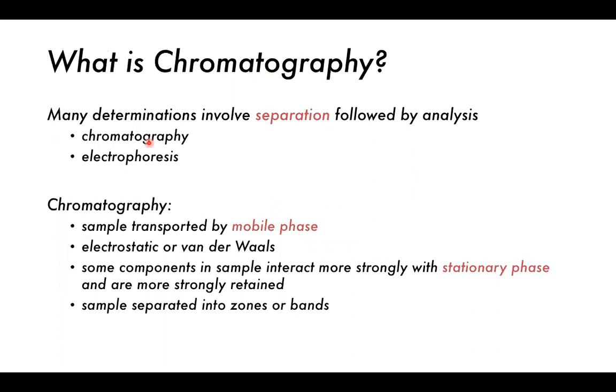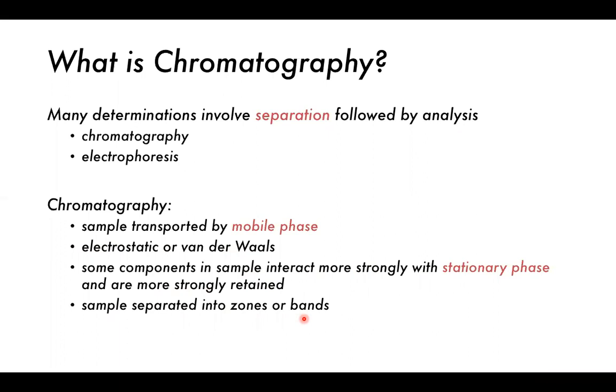So what is chromatography? Many determinations involve separation followed by analysis. So chromatography, electrophoresis. Chromatography is a sample transported by the mobile phase. The mobile phase is the solvent. So usually what's happening here is that the different components of the sample are interacting with the stationary phase, the silica, by electrostatic or van der Waals interactions. And some components in the sample interact more strongly with the stationary phase and are more strongly retained. So they kind of stick to the stationary phase more. And thus the sample will be separated into zones or bands because some will move through very quickly and they'll accelerate ahead of the other components.